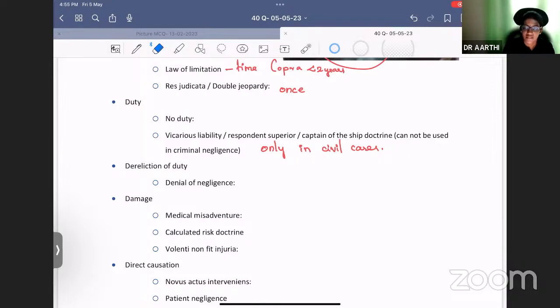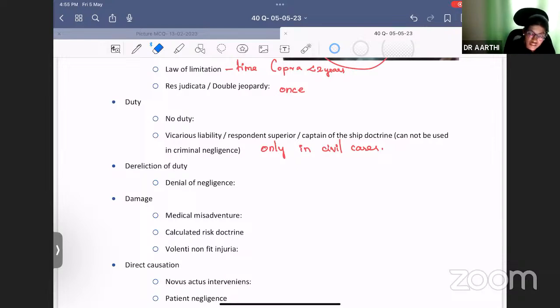Okay, now damages. You can say that the damage happened as a result of medical misadventure or a therapeutic misadventure. Every procedure has its own risk factor, right? So you can say it happened because of that. So that is medical misadventure.